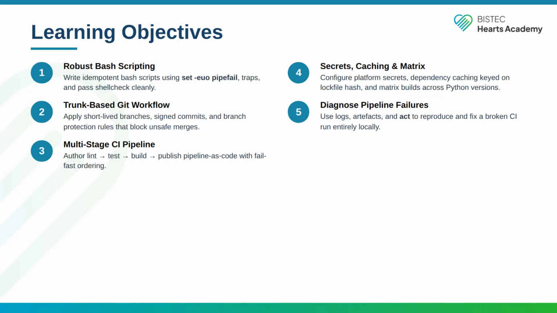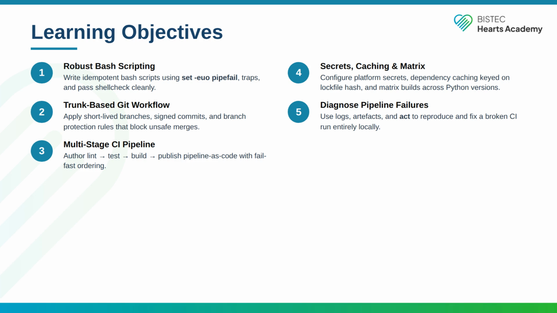5 things you'll walk away with today. First, writing bash scripts that don't silently swallow failures. The strict mode pattern changes how you think about scripting permanently. Second, understanding trunk-based development and why short-lived branches beat long-running feature branches for teams doing continuous integration.